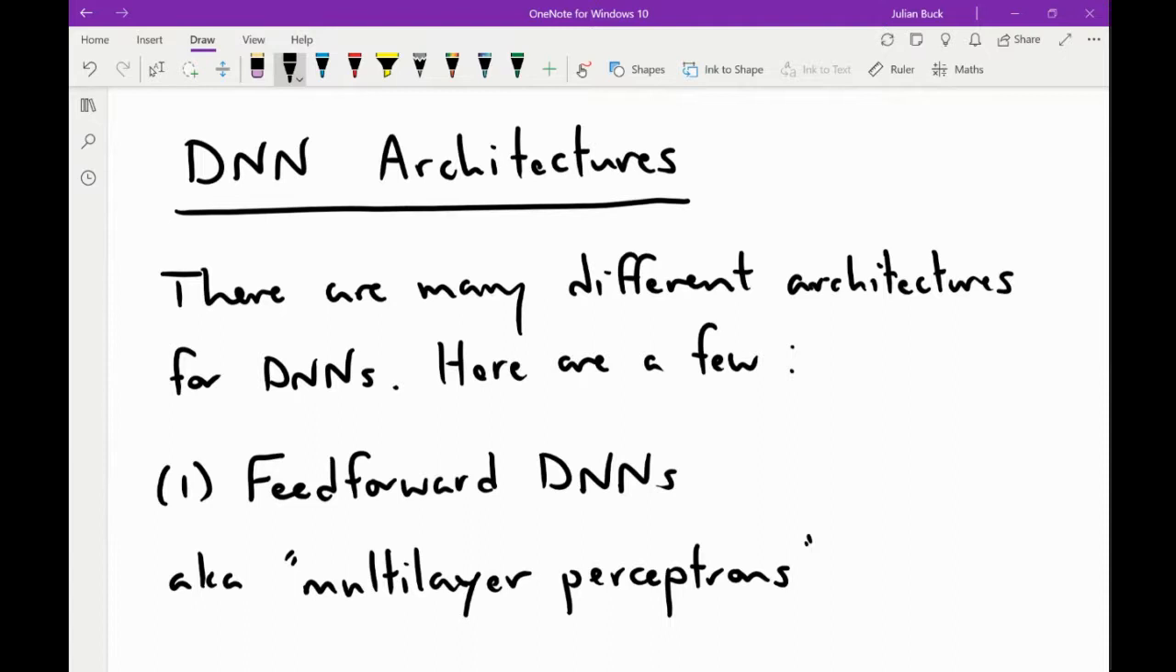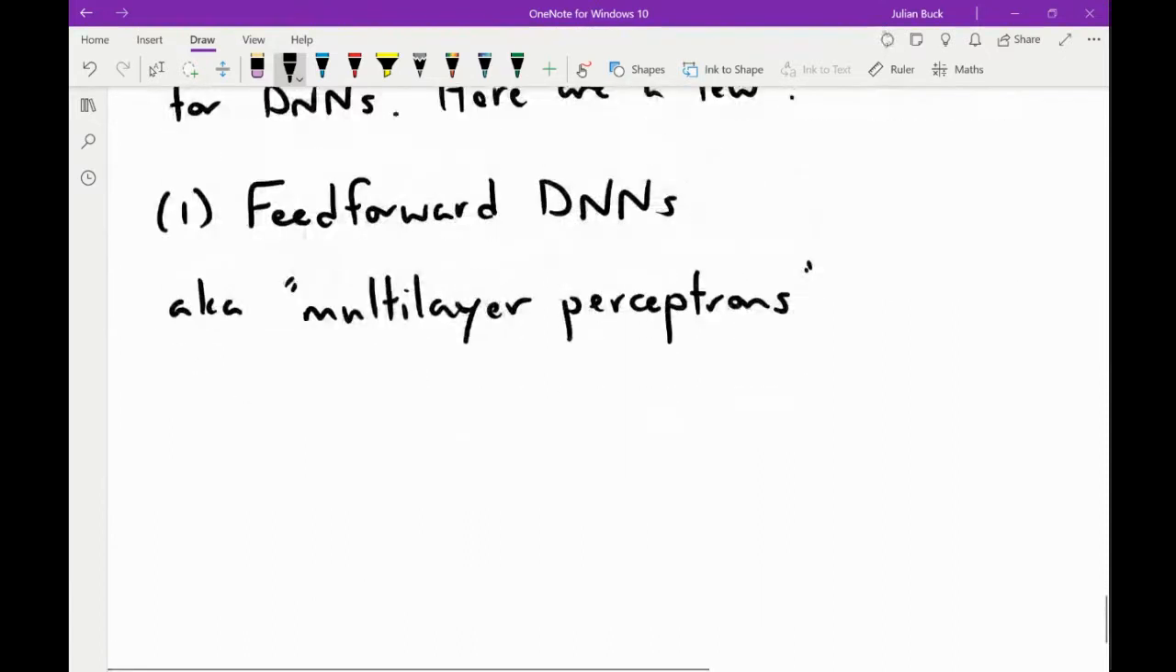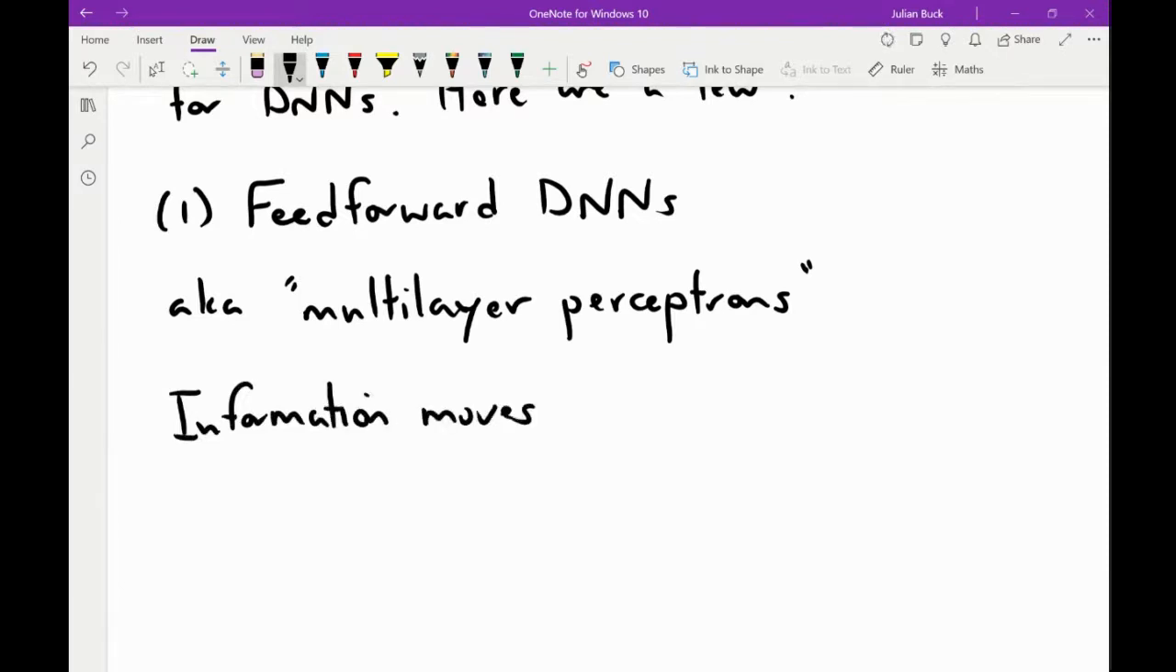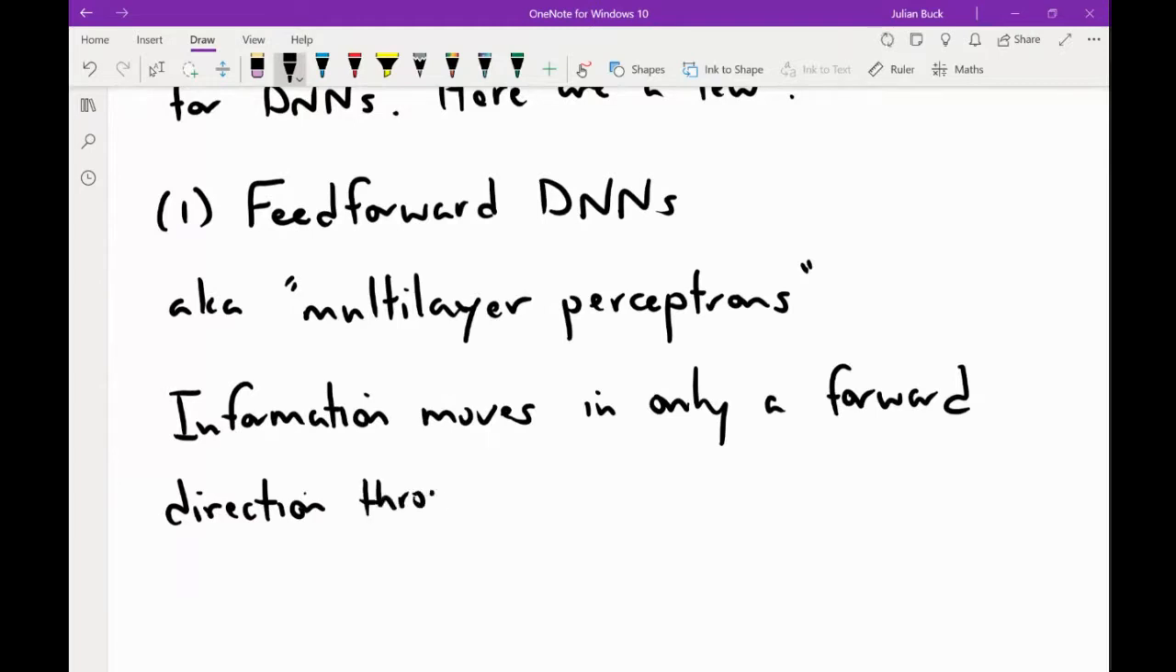And so then, as that name suggests, this is what we get when we simply network together perceptrons, in the way we've described perceptrons already. Okay, so information moves in only a forward direction through the network. Okay. So information passes from perceptrons to other perceptrons in a forward direction.